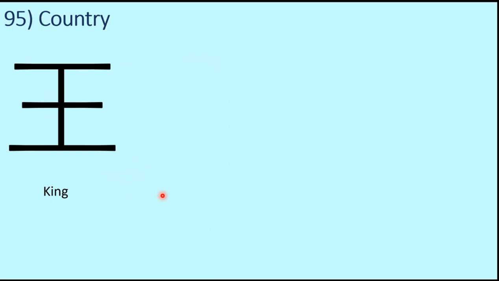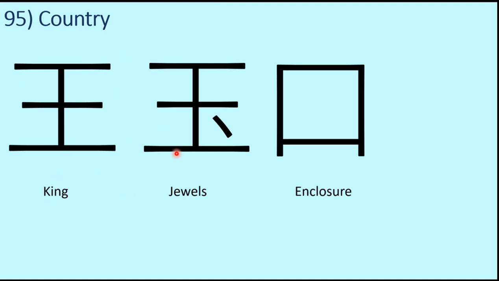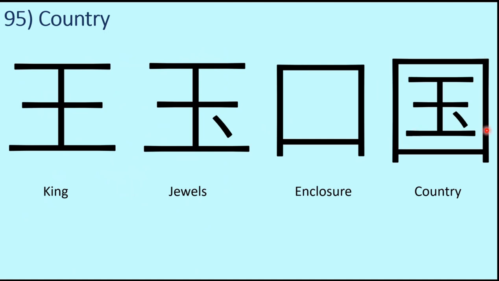And now, how has the country character evolved? As you can see here, we did all these kanji characters before. This is the kanji for king. This is the kanji for jewels or precious stones. So this we have already done. Now this is the enclosure or the mouth, which is the radical as we just mentioned. And if we combine this radical with this jewels kanji, these two, we get this, which represents the country.